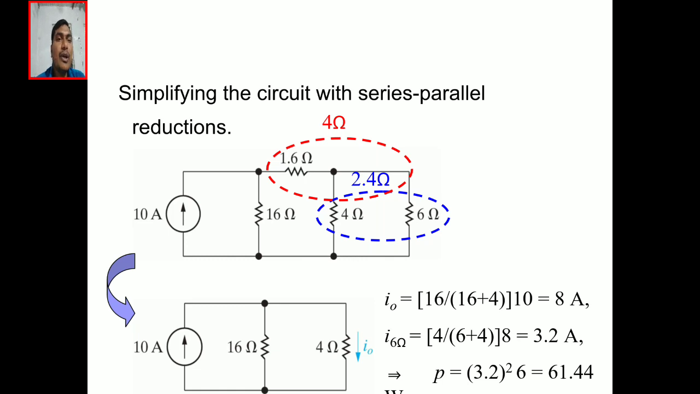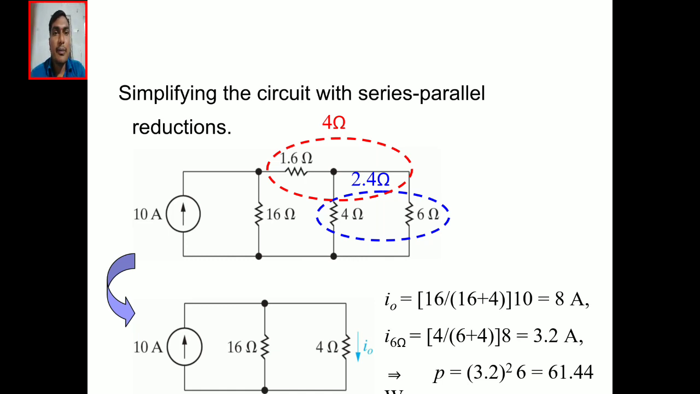But I need to find out current through 6 ohms. How to find? 6 and 4 are parallel, but here the current coming to the 6 and 4 parallel combination is 8 amps. So here I am again applying the current division rule. 8 into, that is the total current for the 4 and 6 parallel combination, 8 into 4 by 6 plus 4, because I am finding current through the 6 ohms. So opposite to 6 ohms is 4 ohms. So 8 into 4 by 6 plus 4. This gives me 3.2 amps.